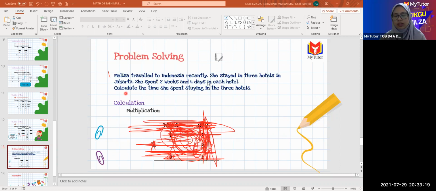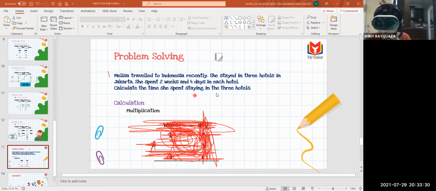Okay, so Melissa traveled to Indonesia. She stayed in 3 hotels. In each hotel, she spent about 2 weeks and 4 days. So calculate the time she spent. The answer is 7 weeks and 2 days.